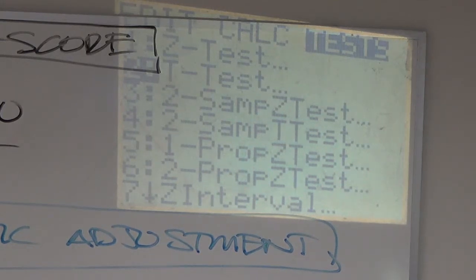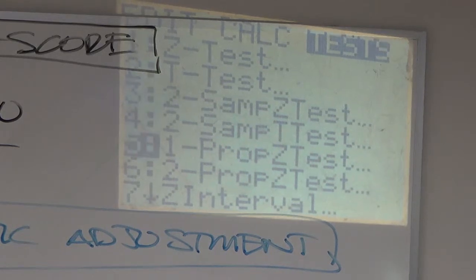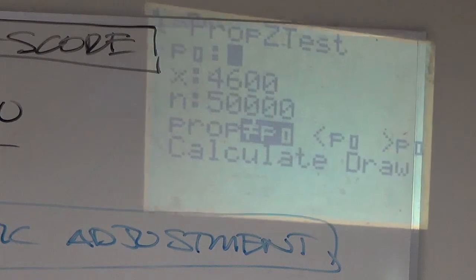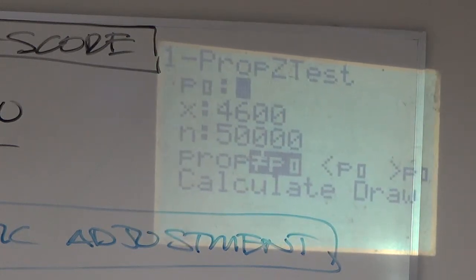1 prop Z test. That's the only other thing we've got up there. We had 1 prop Z int before. Now we got 1 prop Z test. Go grab it. Mine's number 5. I don't know where yours is. Now what you have to do is fill in this screen. It's a little TI gibberishy.